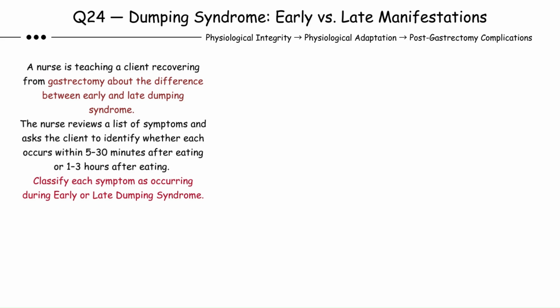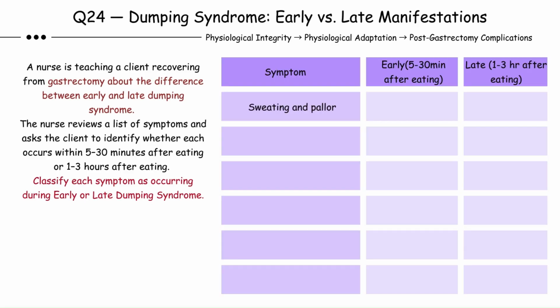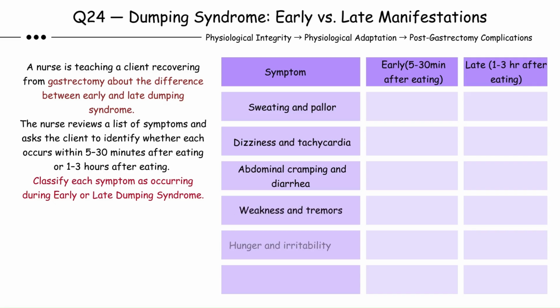You're given a list of symptoms, and your job is to decide whether each one belongs to early or late dumping. Here are the symptoms: sweating and pallor, dizziness and tachycardia, abdominal cramping and diarrhea, weakness and tremors, hunger and irritability, confusion or faintness from hypoglycemia. Take a moment and mentally sort each one into early or late. Now, let's check the correct classification.